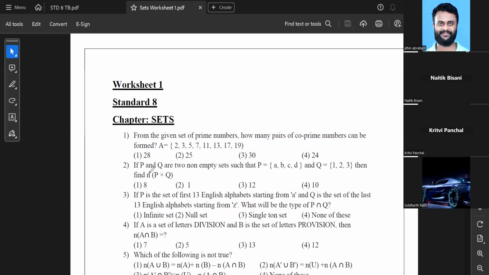If P and Q are two non-empty sets, non-empty means they are sets which are not empty. And they have given what is P and what is Q. P consists of A, B, C, D. Q consists of 1, 2, 3. Then find the number of P multiplied by Q. So simple logic. When you multiply the elements of P with elements of Q, what happens? You tell me what should happen.